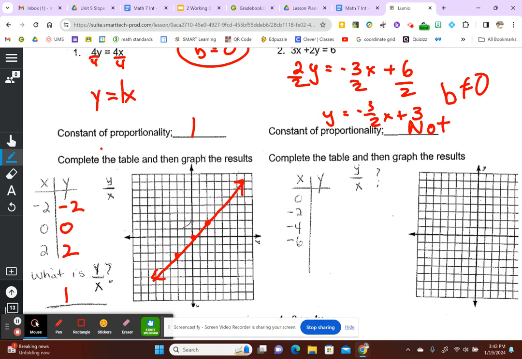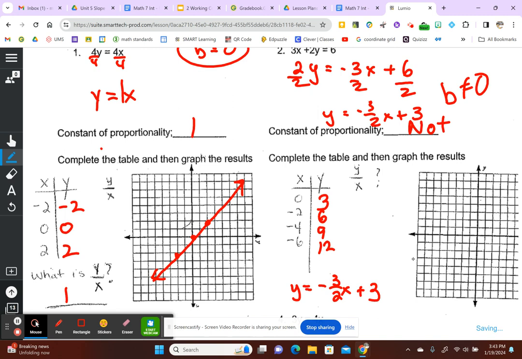Now I'm going to graph this one, and I'm going to hope that it doesn't go through the origin, because if it's not proportional, I don't expect that it would go through the origin. So if x is 0, y is 3. If x is negative 2, this is 6. If x is negative 4, that's 9. And if x is negative 6, that's 12.